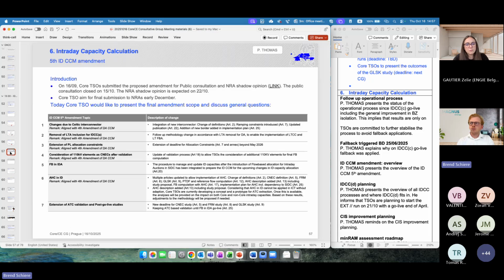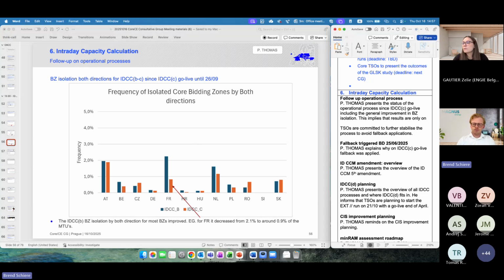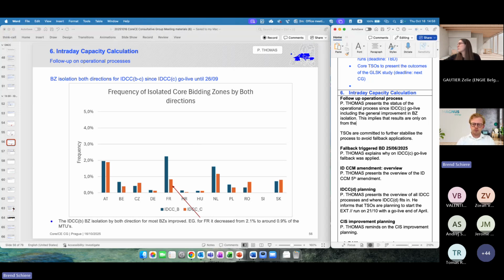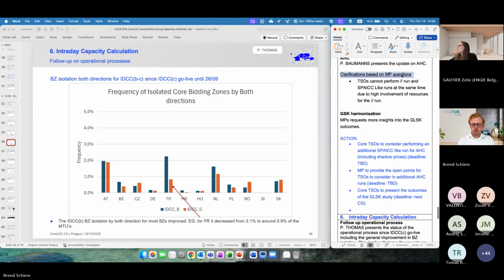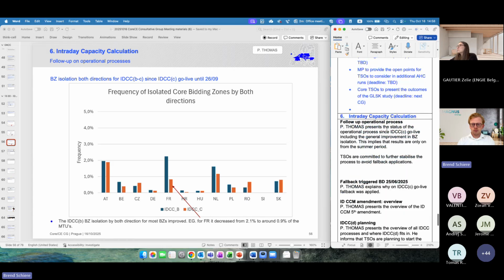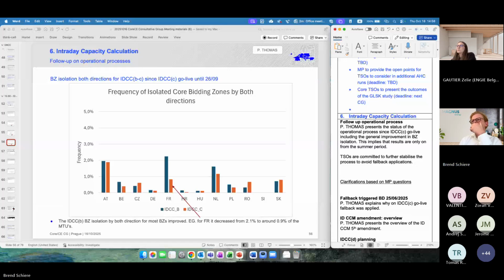Yes. Maybe it's also a good moment because we said we would follow up on these effects of bidding zone isolation. We put IDCC live. From the market parties' perspective, does it make a difference? What's your experience after these first months? Or is it too early to say something about it?